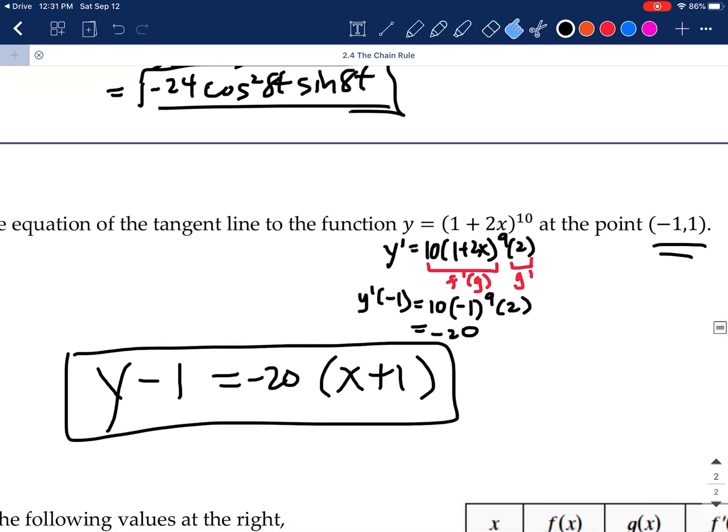So again, not necessarily a ton of work with some of these derivatives. They won't be super complicated all the time. And in this case, it works out real nicely to just -20 is the slope.